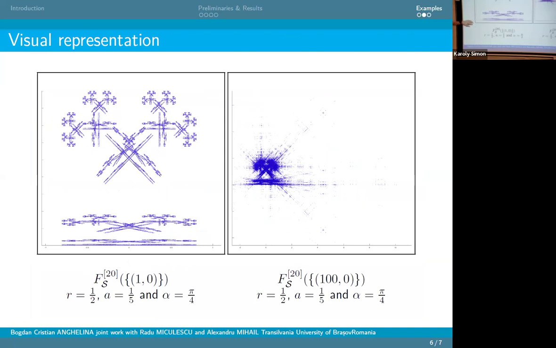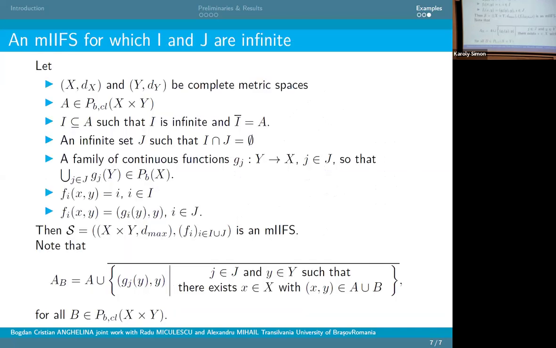These are the approximations for the first 20 iterations of the fractal operator. We can see that the parameters are chosen the same for both of the illustrations, but the first one starts from the point (1, 0), and the second one starts from the point (100, 0). And as we expect, the images look different because, again, the attractor of the fractal operator depends on the starting set. And also, we have an example in which I and J are infinite.